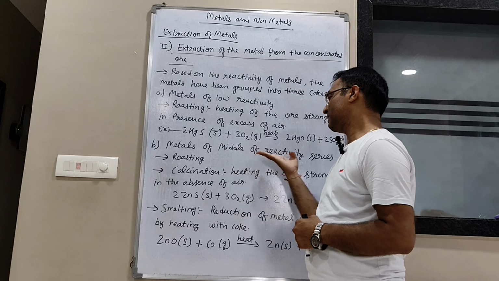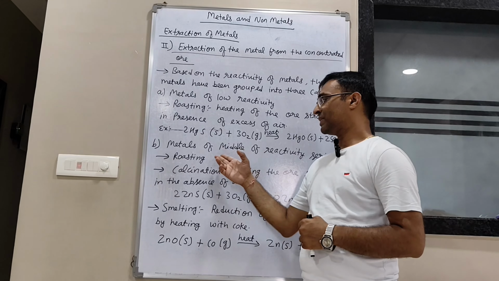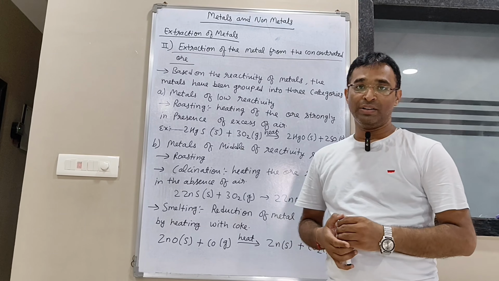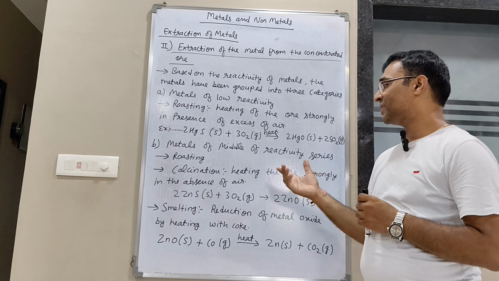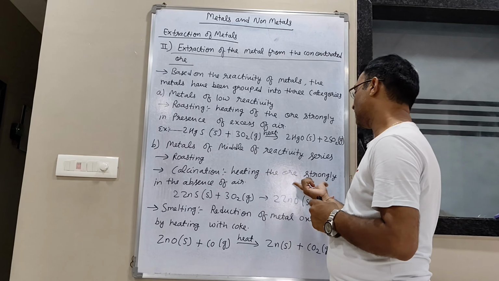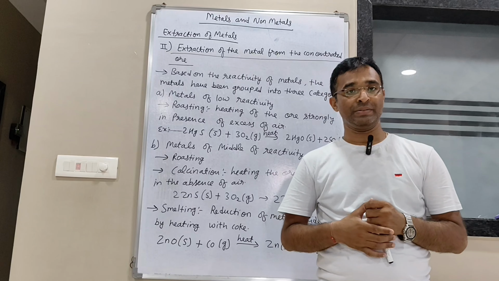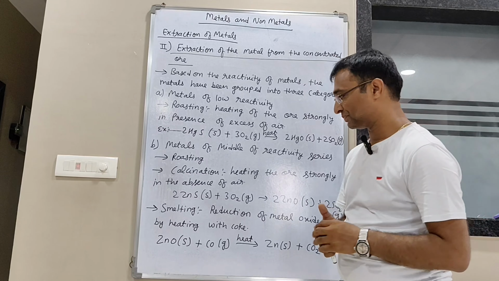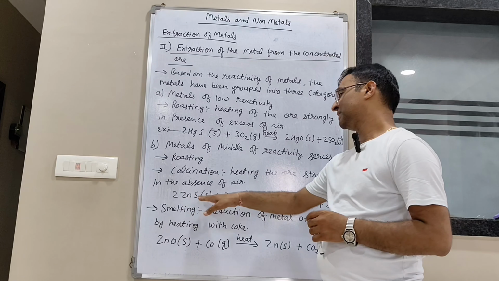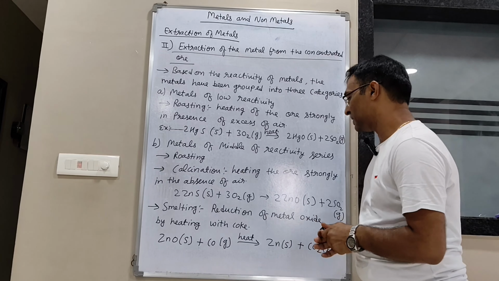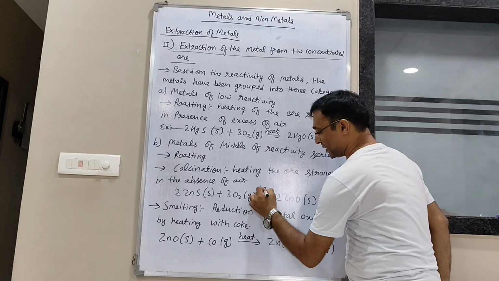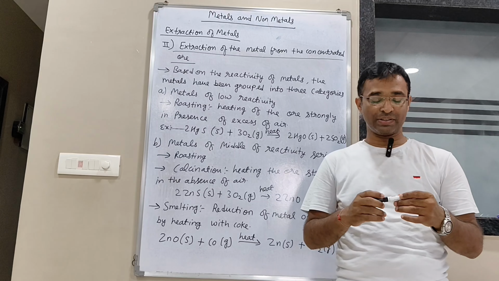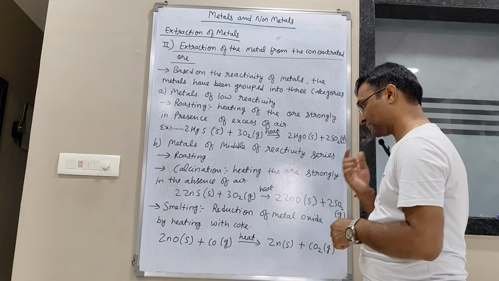Second, for metals in the middle of the reactivity series, first we will do roasting and then we will perform the process of calcination. Roasting, as you already know; calcination is the process by which we heat the ore strongly in absence of air. Now in this process we are not providing any air. Example, zinc sulfide plus oxygen, when we heat it in absence of air, forms zinc oxide plus sulfur dioxide gas as a byproduct.